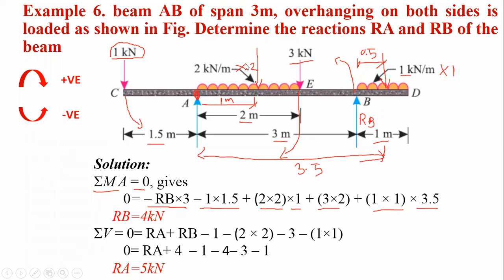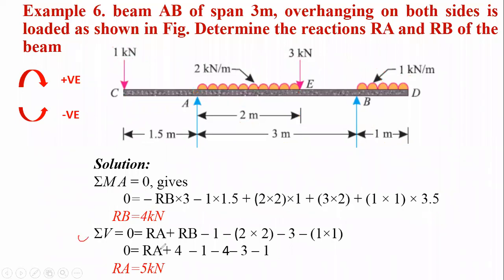Now to find out the reaction RA, what do we have to use? We have to use the summation of all vertical forces equal to 0. Here reaction RA is going vertically upward, that's why positive. This reaction RB is also going vertically upward, that's why it is also taken as positive.